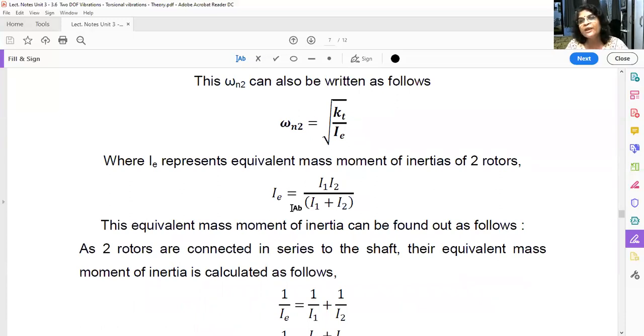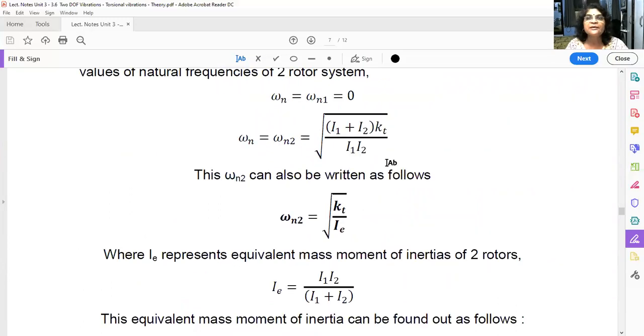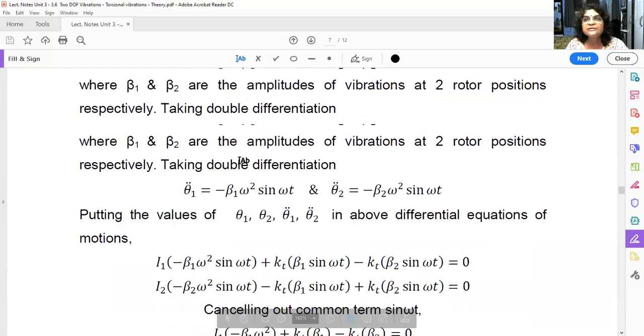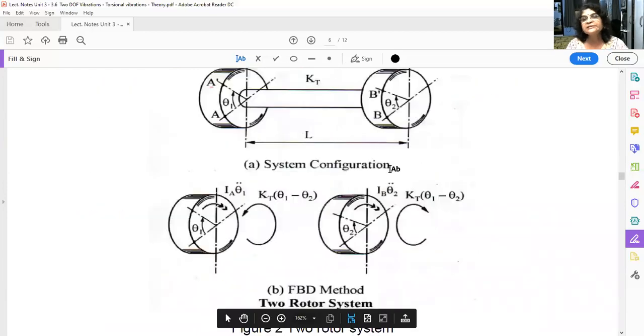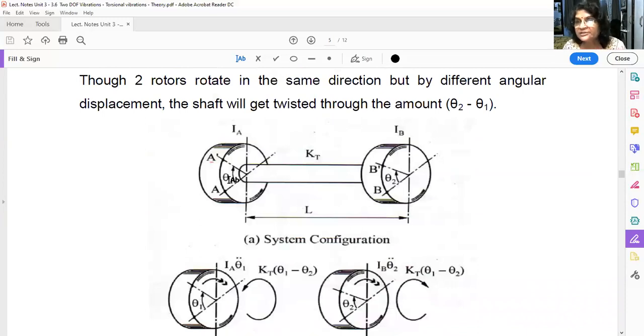Now, how has this relation come? Go to this diagram. Say this is I1, this is I2, and this is the shaft. If I want to convert it into a single rotor system, these two rotors should be replaced by a single rotor. Now, how are these two rotors connected to the shaft, in series or in parallel? Just think for 10 seconds. How are these two rotors connected to the shaft? They are connected at the ends.